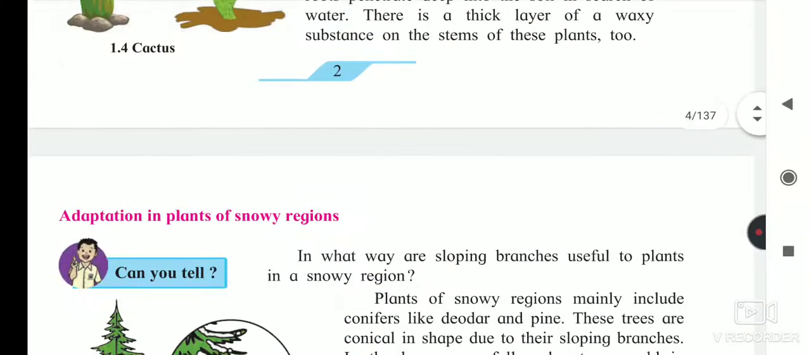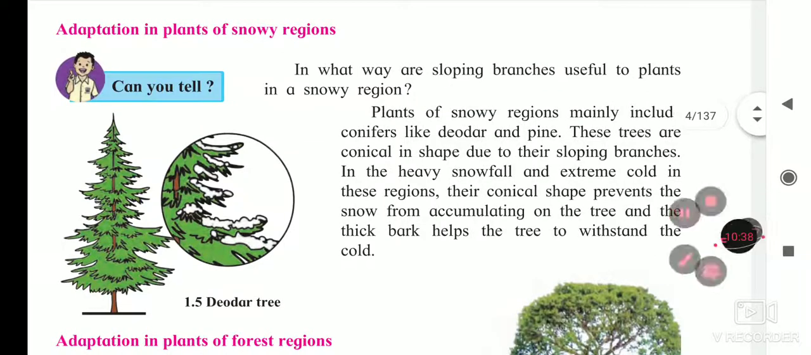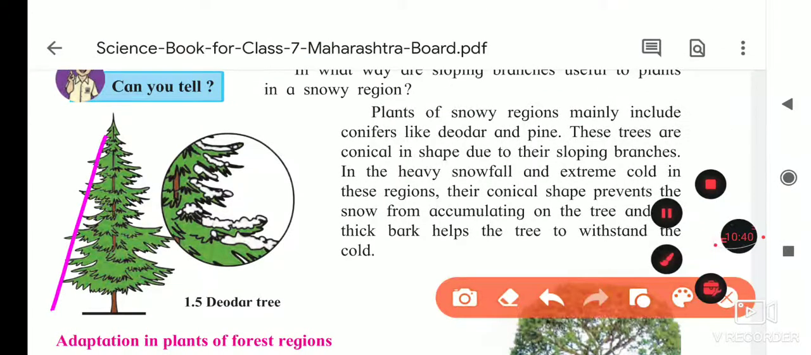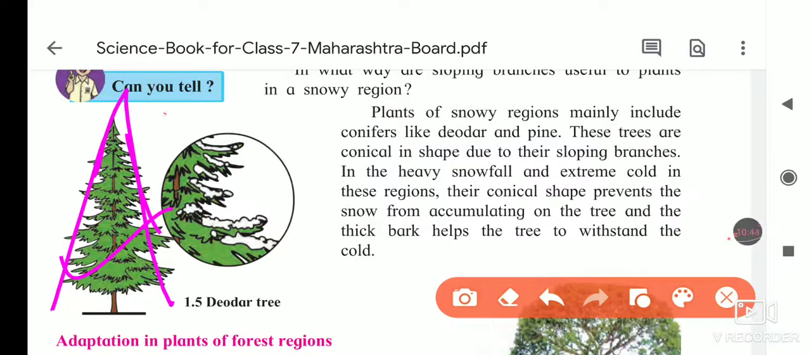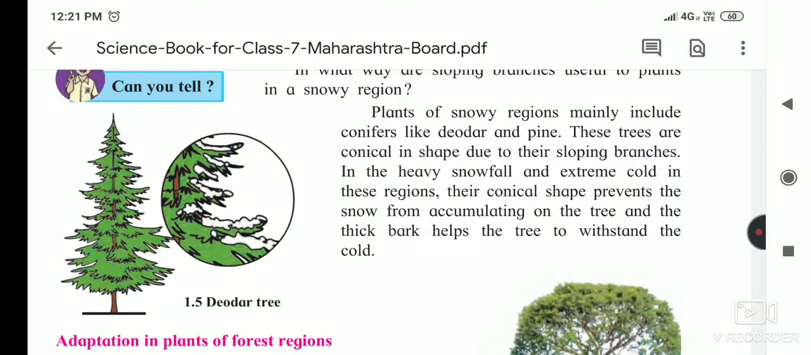After that we see the adaptations in plants in the snowy region. If you see these plants, they are cone-like, and due to this structure, when the snow falls, it falls down. That conical shape is the adaptation in these plants. They also have thick bark, and due to this they can withstand the cold region.